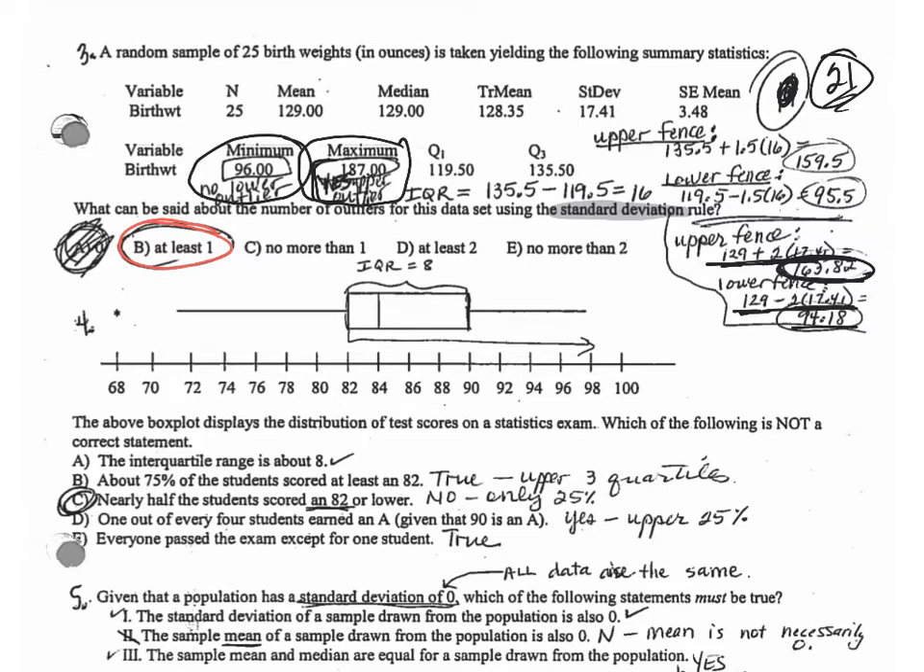Now, I do want to kind of talk to you about how you come up with an answer that would be at least 2 outliers. The way you would say you know for sure you have at least 2 is if you had an upper outlier and you knew you had a lower outlier, so you had at least one upper and at least one lower, then you know for a fact you would have at least 2. So that's where that answer choice would come into play.